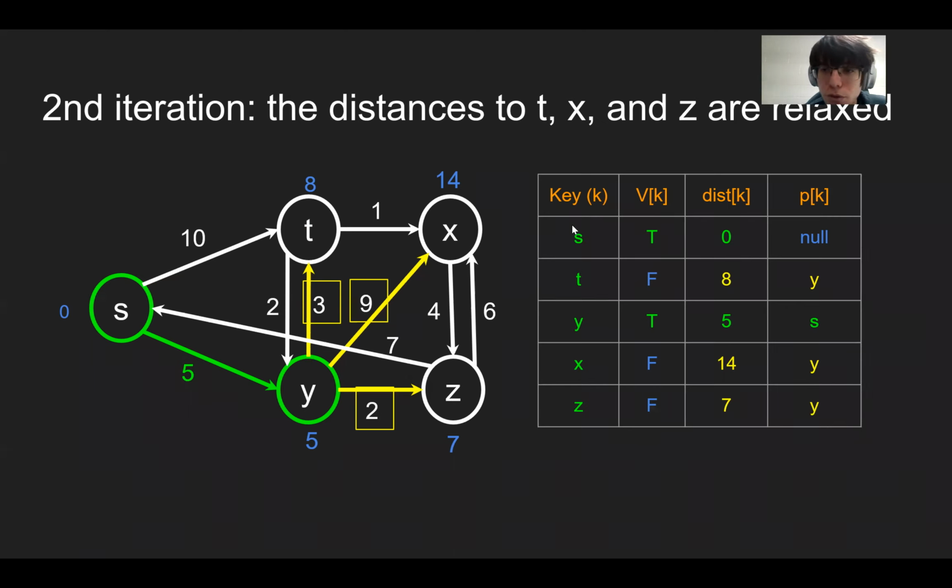So now that we've done this, what's our next step? Maybe you can think about it. Okay, you could have paused if you wanted to. But the answer is, after we've relaxed the edges, we choose the smallest distance here. What's the smallest distance? It's this one, right? So the next thing we're going to do is visit Z.